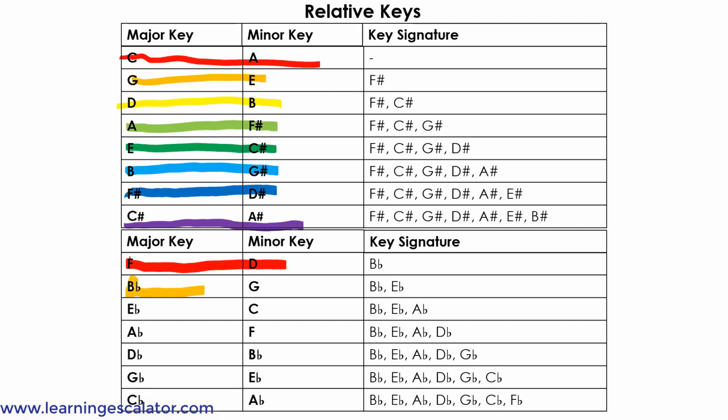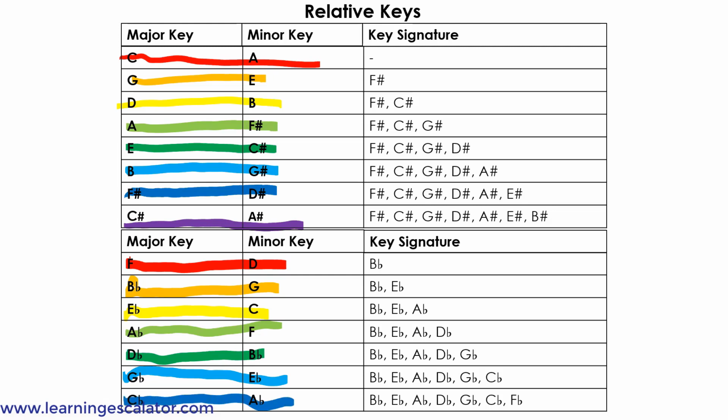B flat major and G minor are relative keys. E flat major and C minor are relative keys. A flat major and F minor are relative keys. D flat major and B flat minor are relative keys. G flat major and E flat minor are relative keys. And C flat major and A flat minor are relative keys.